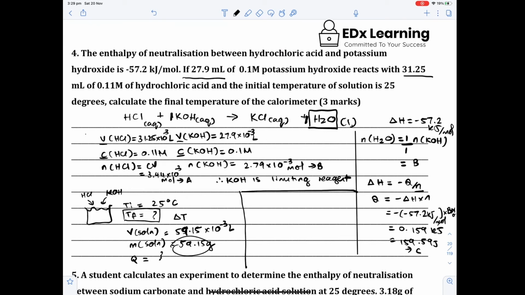Now the final step. We've got our Q value. Q equals mc delta T. What do I need to find, Rabab? I need to find TF, and for that I need to find triangle T. So let's make that our subject. So what is triangle T equal to? Q divided by? Yeah, very good. We know Q is equal to C. We know m is equal to 59.15, that's the mass of the solution we calculated. And what's c? Remember, this is the specific heat capacity c, not what we stored as C. So 4.18.